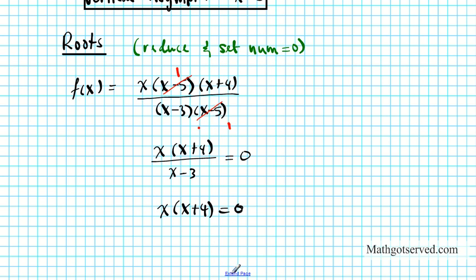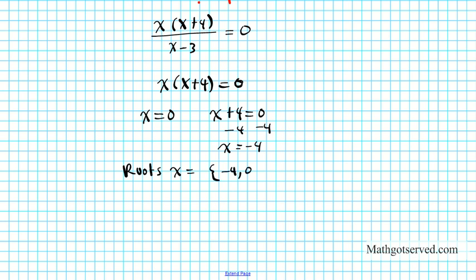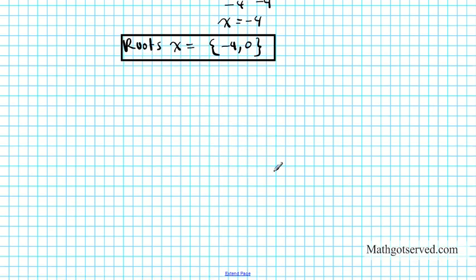So to solve this using the zero product property, we're going to have x equals 0, or x plus 4 equals 0. This is already solved. To solve this, you subtract 4 from both sides. You have x equals negative 4. So our roots for this problem are negative 4 and 0. Okay? So there you have it. Alright, let's go ahead and try another problem. This one will be slightly longer because it's not in its reduced form.